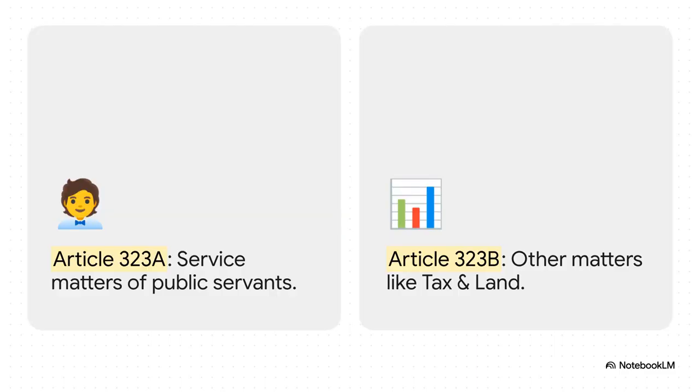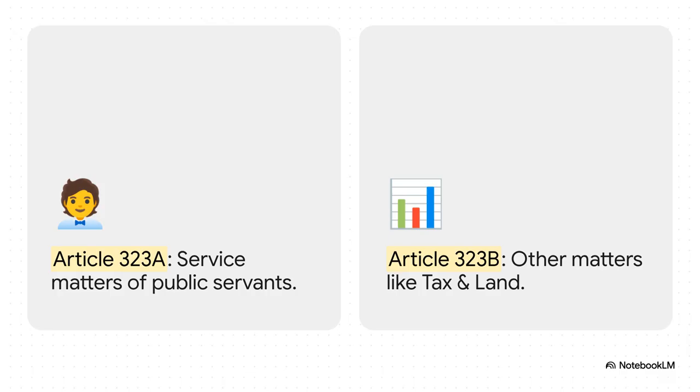Let us carefully examine the exact comparative text here. Article 323A, Service Matters of Public Servants. Parliament has exclusive power to establish. Now, Article 323B, Other Matters, specifically taxation, land reforms, industrial disputes, and elections.